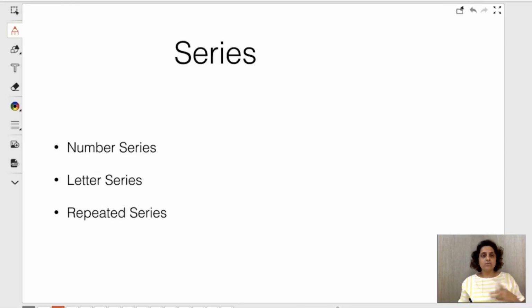Series can be divided into 3 types: the number series, which involves numbers like 1, 2, 3, 4; the letter series, which involves alphabets; and the repeated series, where the alphabets or the numbers are repeated, or you have a combination of both. There are a number of ways in which a series can be given.